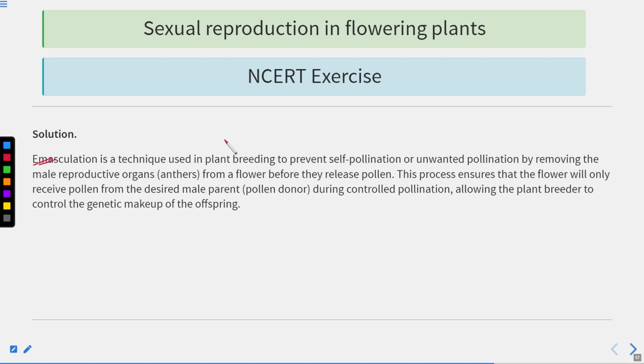Now, emasculation is a technique used in plant breeding to prevent self-pollination or self-fertilization, and it also prevents fertilization or pollination by undesired or unwanted pollens. This is done by removing the male reproductive organs, known as the anthers, from the flowers before they release the pollens. This process ensures that the flower will only receive pollens from the desired male parent, known as the donor parent, which has all the desired characteristics.